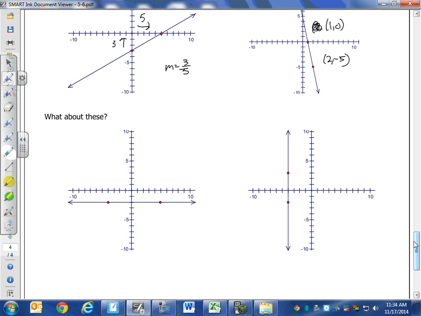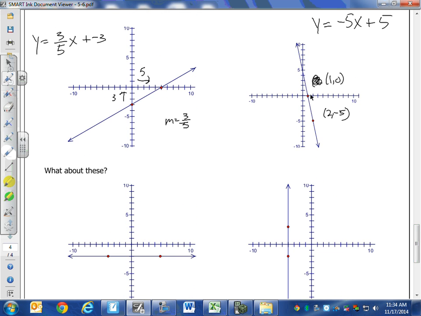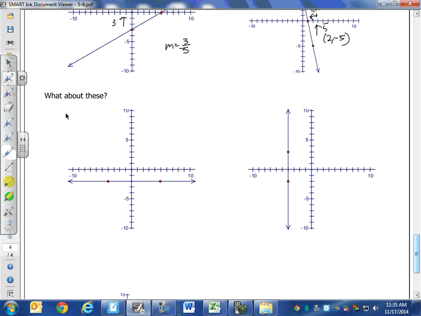Here, we know we're going up 5, left 1. Well, let's go up 5, left 1. Boom, gets us to that point 0, 5. Up 5, left 1. Up 5, left 1. There's our equation. Okay? Now, it won't always work out. Sometimes the y-intercept will be at a decimal, but we get the right idea. Okay? What about this one? Everybody do that one.